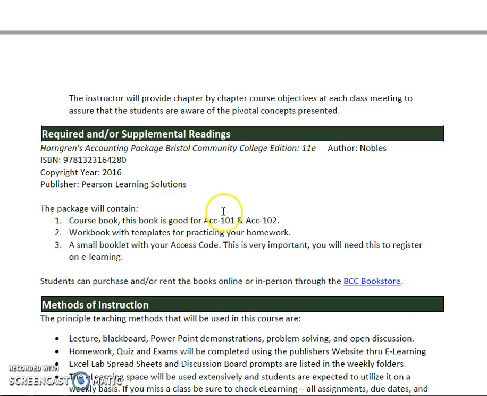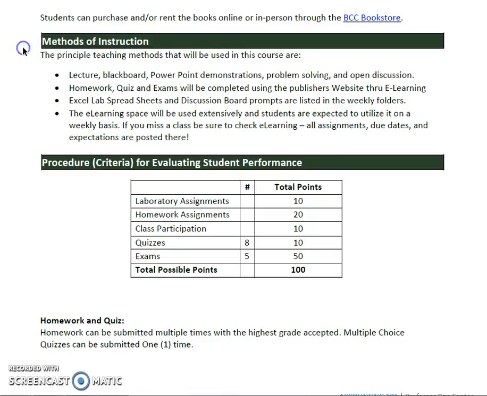The book is good for accounting 101 and 102, along with the course code. A workbook with templates for practicing your homework before you put it in the online form. It's always good to write it out first, and they have some good setups in that book. I know it's a large book, but it's good to use. And a small booklet with your access code. It's very important. You will need this to register on e-learning. This is how we will register the biggest expense from your book. You can also purchase or rent the package from the BCC bookstore.